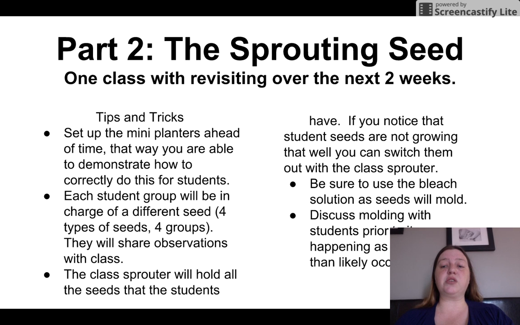And again, make sure you use that bleach solution. Discuss molding with the students. Discuss the word dormant with the students. Tell them that the seeds might mold.